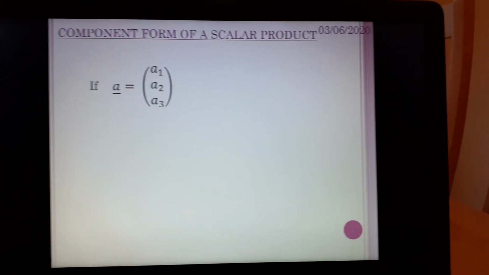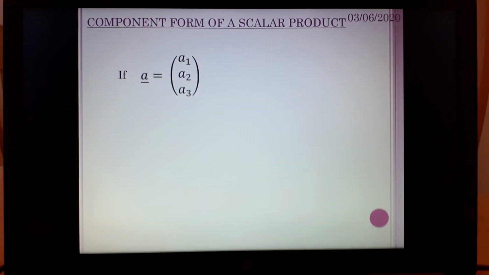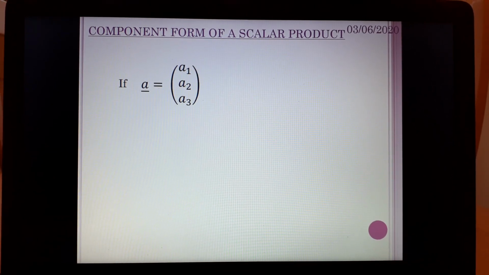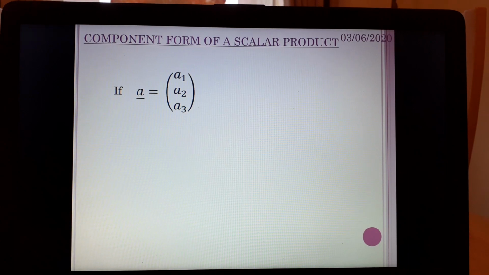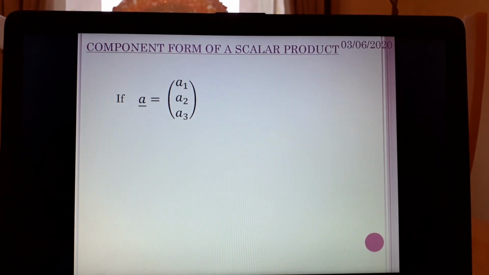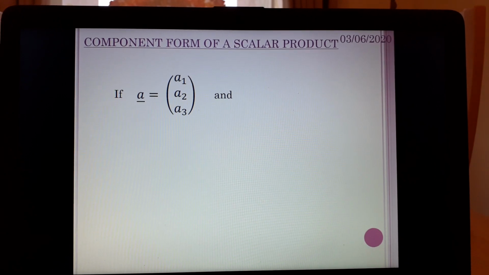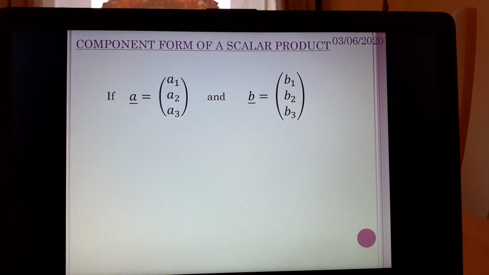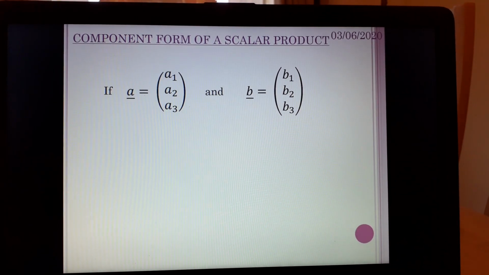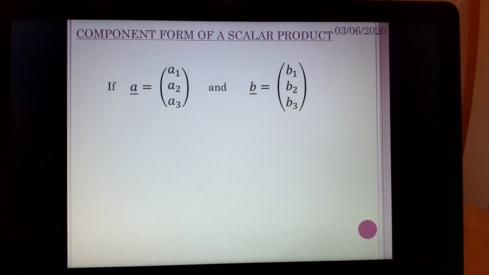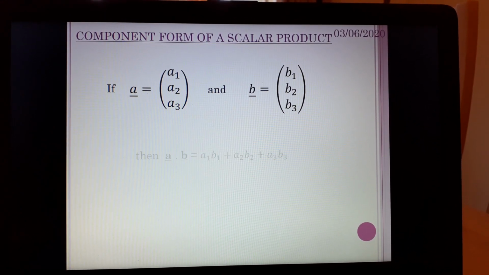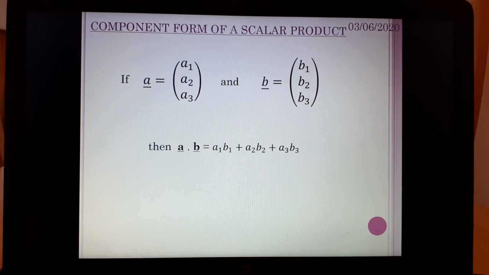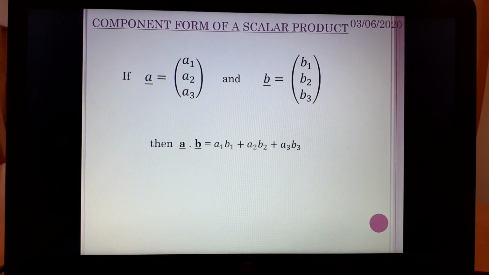Okay, now I'm going to show you a different version of the scalar product. So the scalar product is a dot b. If we're given the angle, then we use the first version that I gave you. But what if we're given the vectors in component form, like this? So if we've got vector A is A1, A2, A3, vector B is B1, B2, B3, then what we're going to do to get the scalar product in this format is very simply multiply the two vectors together. Okay, so the scalar product is found by multiplying the two vectors together.